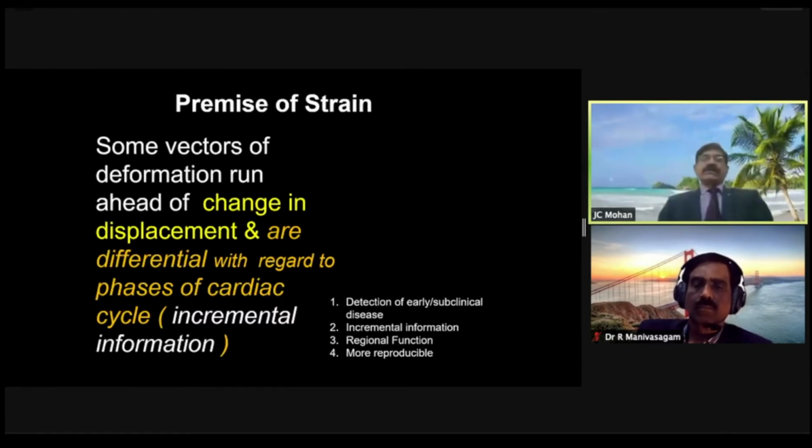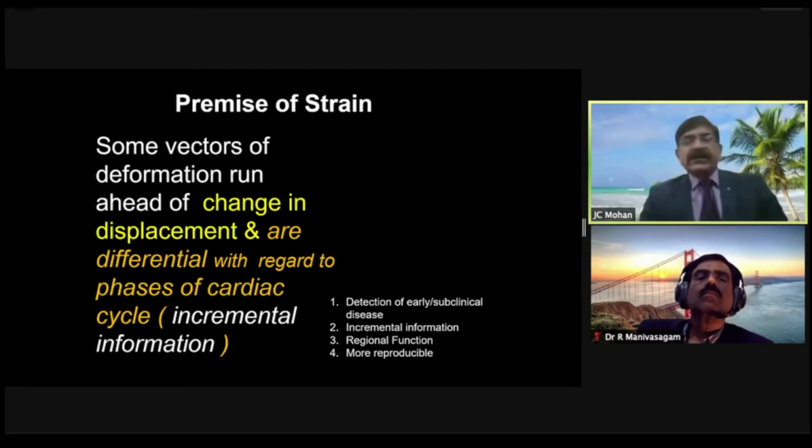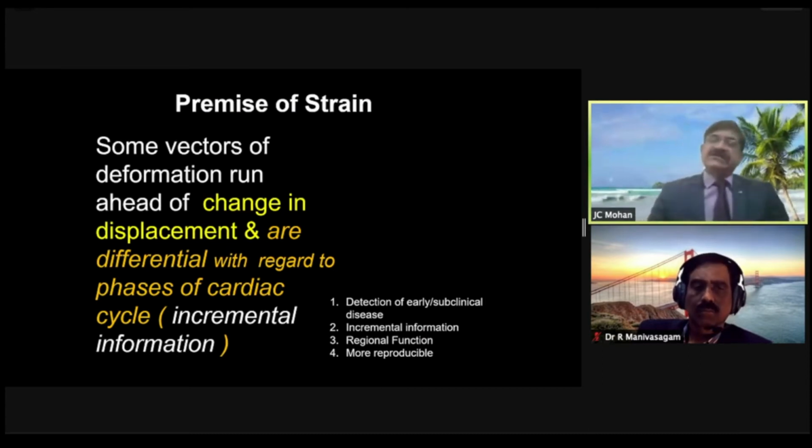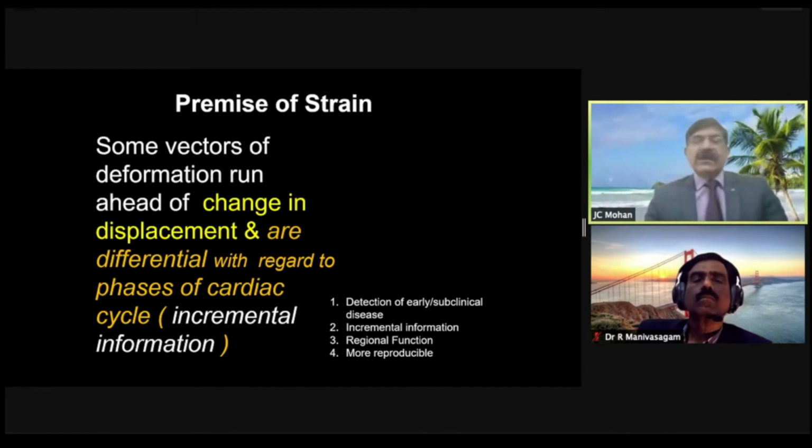these figures. The premise of strain, as I said, is that some vectors of deformation run ahead of change in displacement, and these are longitudinal vectors and are differential with regard to phase of cardiac cycle, and these provide incremental information, not only about subclinical disease, but also about regional function.